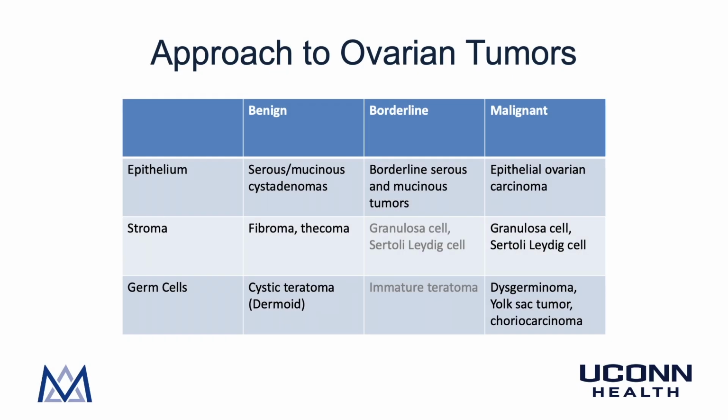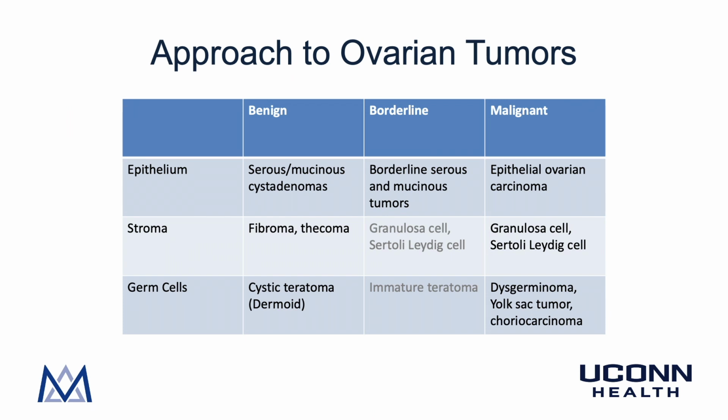Here we see a simple table that will help with an approach to ovarian tumors. On the left, we have the three parts of the ovary: the epithelium, stroma, and germ cells. And across the top, we have different types of neoplasia: benign, borderline, and malignant. Benign tumors have no possibility of being cancerous, and malignant tumors are obviously cancer. Borderline tumors are those in between, which have some possibility of persistence or metastasis, or eventual conversion to a malignancy.